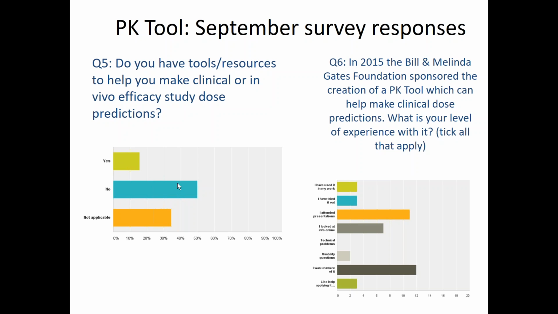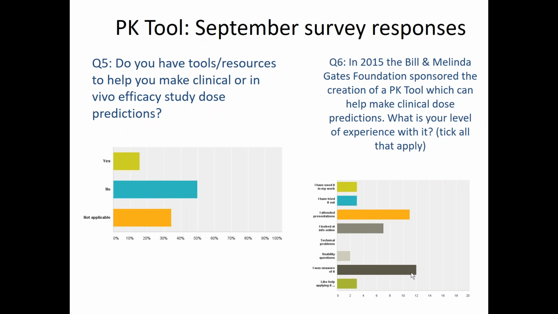said that they didn't have tools or resources to help make clinical or in vivo efficacy study dose predictions, or that they thought it wasn't applicable to them. So it was quite a small proportion of people that had the tools necessary, and also it seemed that the knowledge of the PK tool, which the foundation sponsored the creation of, was fairly patchy.